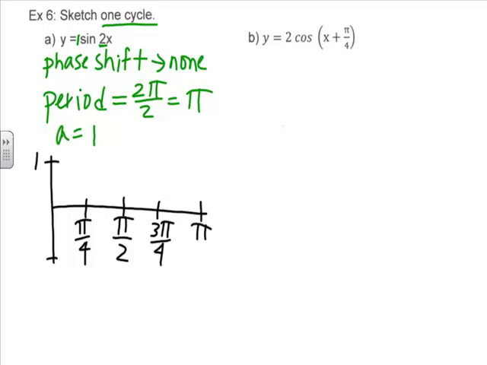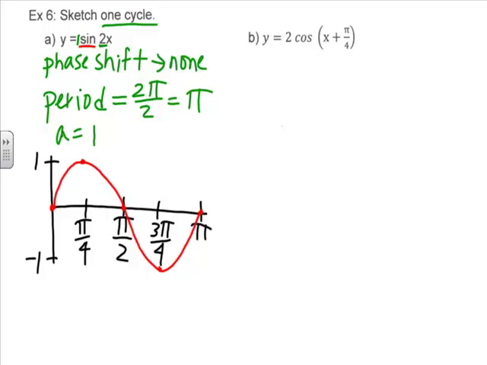My amplitude is 1, so it's going to go up to 1 and down to -1. And so now basically I can just plot some points and get this thing going. It's a sine curve, so I know I'm going to have a point here, a point here, a point here, a point here, and a point here. And once I get those points on and I have my grid set up, it's usually pretty easy to get that baby on the paper.